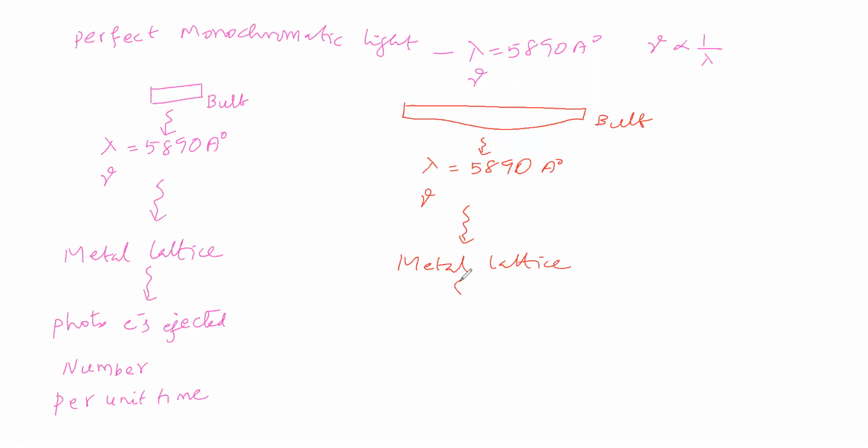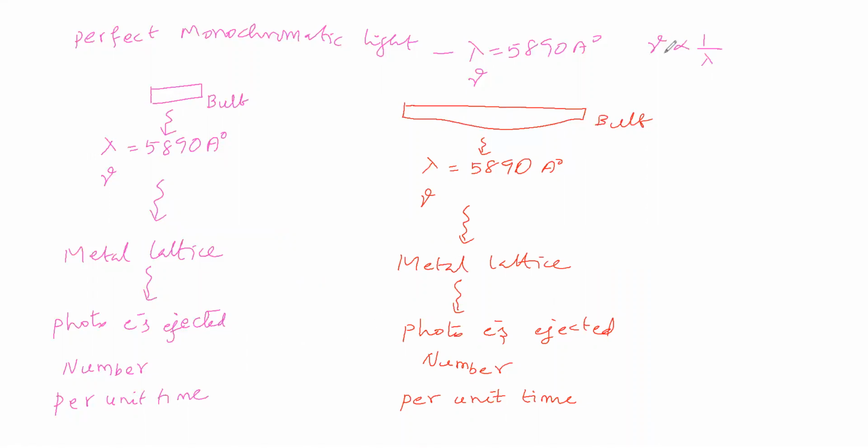From the metal lattice, photoelectrons are ejected. The number of photoelectrons ejected per unit time, we have to calculate it. We have to find the number of photoelectrons ejected per unit time. So we are calculating all the things. We also have to see the number of photoelectrons ejected in both cases.